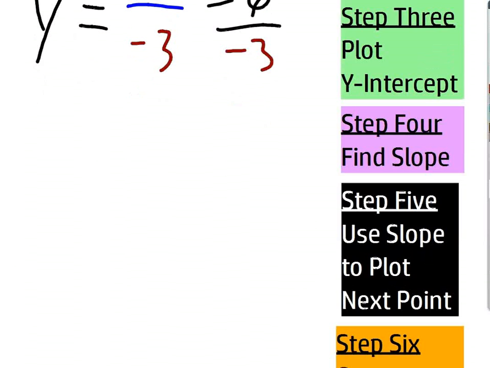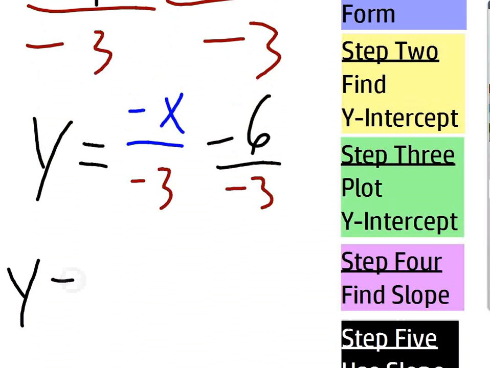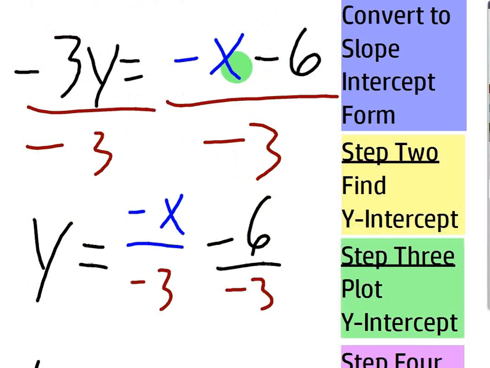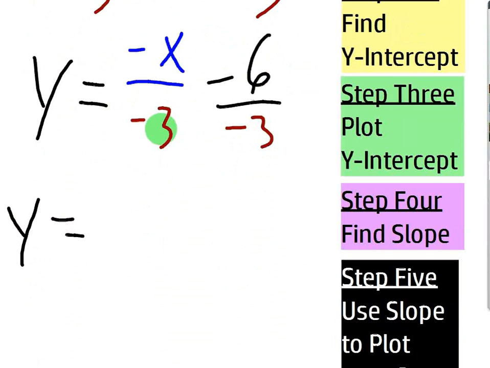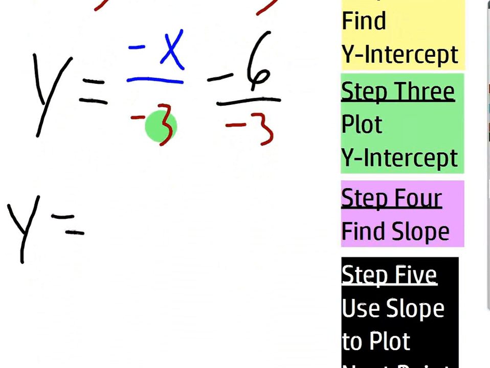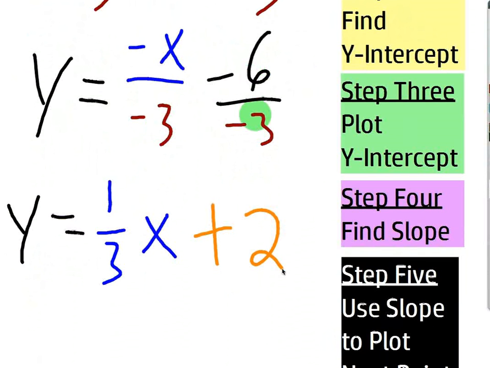And then we can go ahead and simplify that. So what does negative x over negative 3 simplify to? 1/3 x, right? Because it's a negative over a negative, and the 3 stays on the bottom, and then there's a 1, so it's 1/3 x. And then minus 6 divided by negative 3. So it's going to be plus 2.